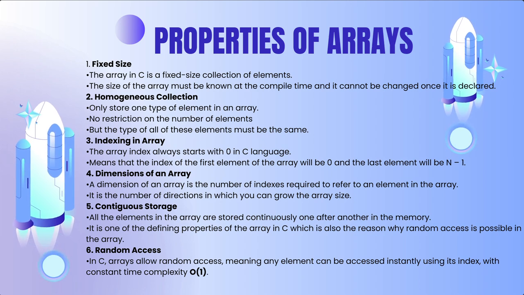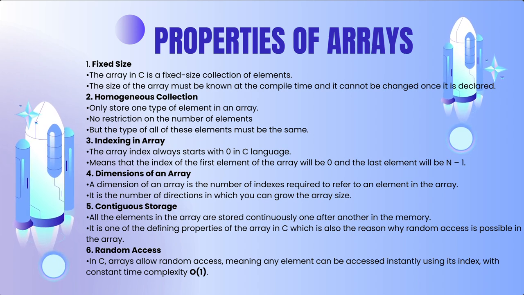Indexing in an array. The array index always starts with 0 in C language. It is mandatory. It means that the index of the first element of the array will be 0 and the index of the last element will be n-1. We already understood this concept. Coming to the fourth point, dimensions of an array. A dimension of an array is the number of indices required to refer to an element in the array. It is the number of directions in which you can grow the array size. You can grow the array size in any number of dimensions. So this is also important.